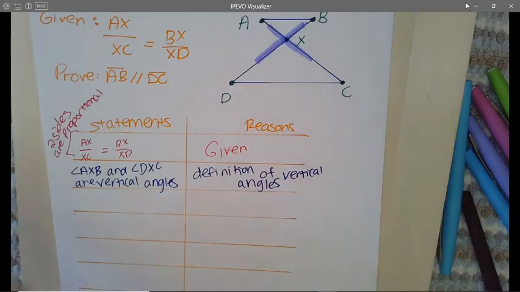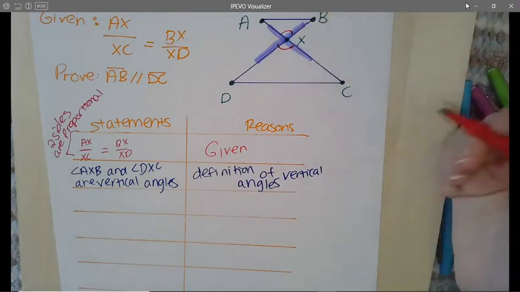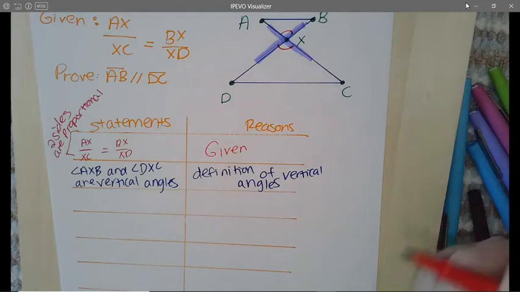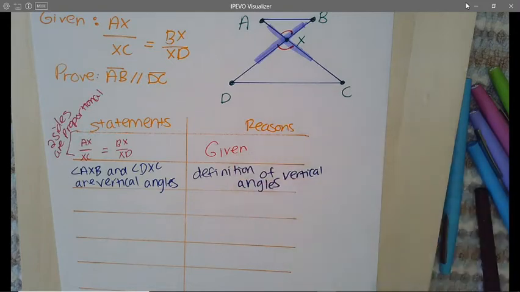Okay, and now that I have declared that they are vertical angles, I know that they are congruent because that is a property of vertical angles. So if I'm applying the vertical angle definition, what am I using as my reason? It would be the vertical angle theorem.